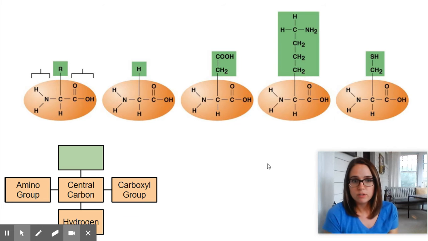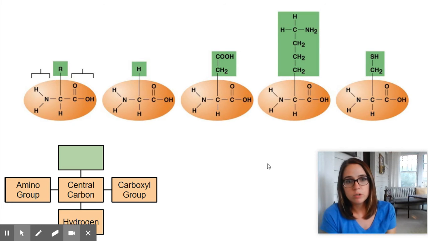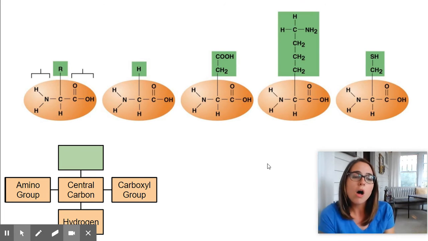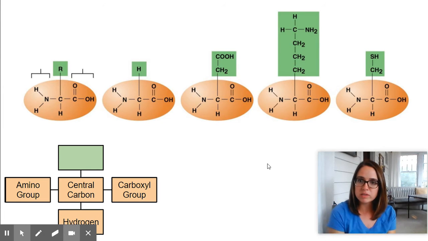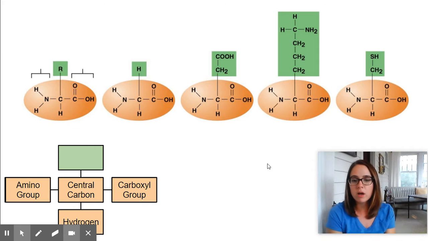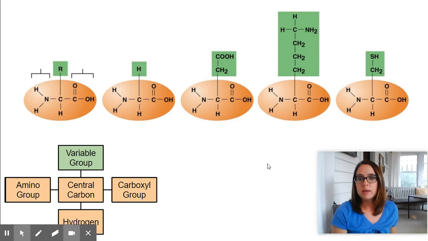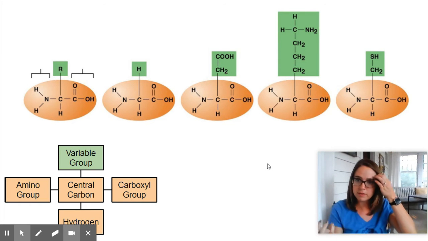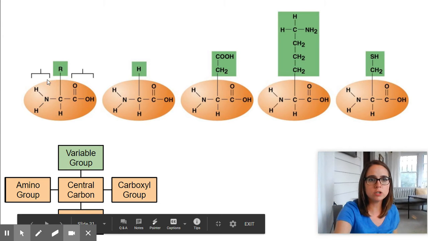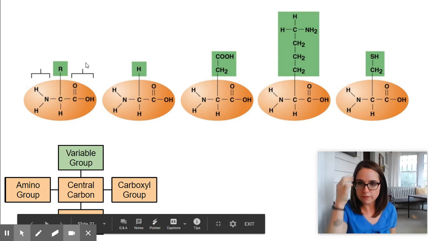All of these, the central carbon, the hydrogen, the amino group, and the carboxyl group, are all the same for every single one of the amino acids. All 20 of them have that same base foundation. The part that differs is the thing in green that you see on all of them up above, and we call that the variable group because it varies between each of them. It's a variable.